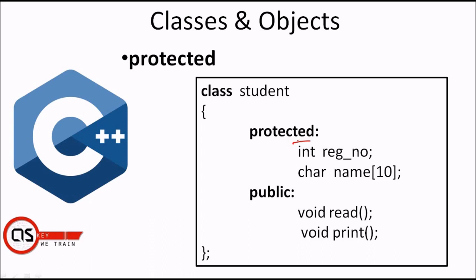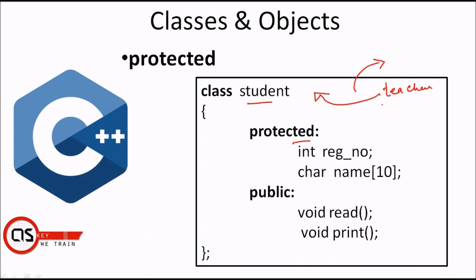So first let me give you the meaning here. The data members or the member functions which are written under the protected can only be accessed within the class, but it cannot be accessed outside the class, but still it can be accessed by the derived class. In the previous video I had explained the inheritance. With respect to inheritance, we have a base class and a derived class. Now if I call student a base class, and I take one more class called teacher. Now teacher is derived from the base class student.